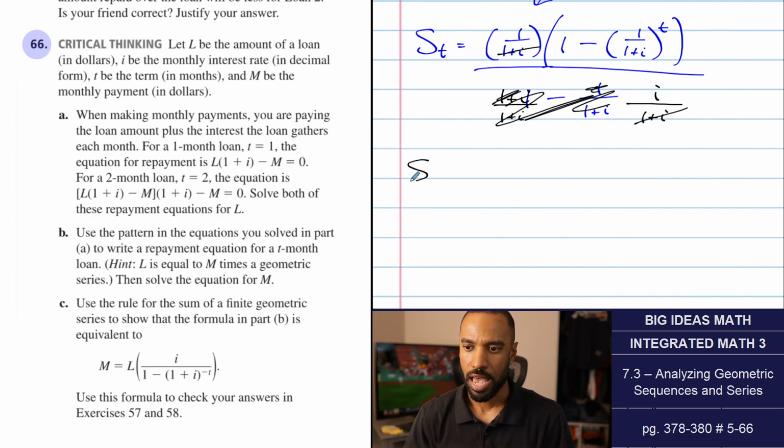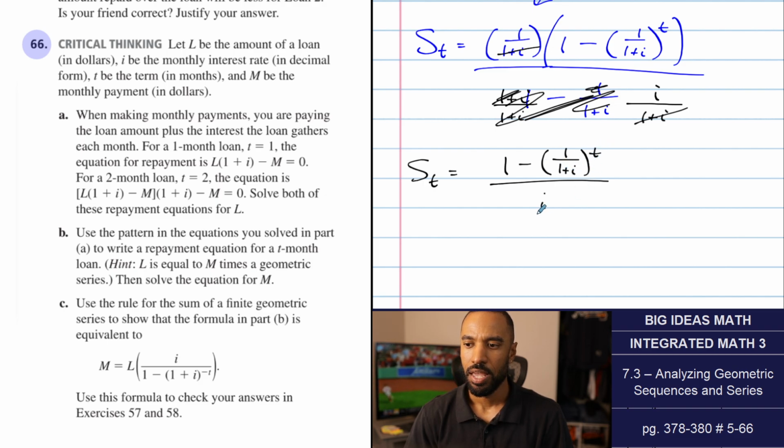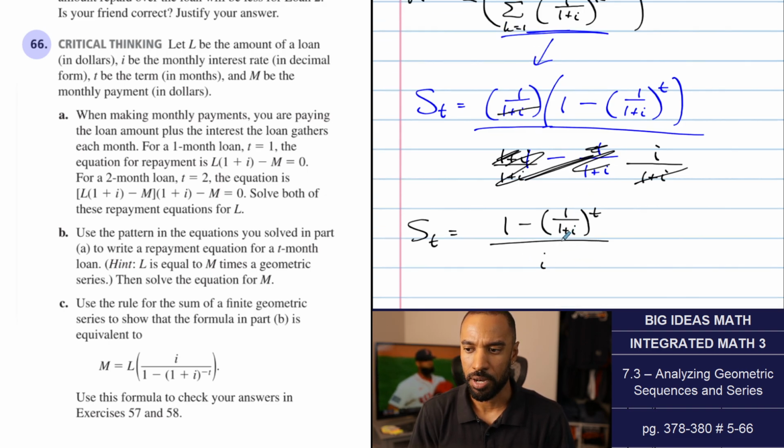Which means I can write that as S of t equals, well, the 1 doesn't even need to be there. I can just divide this all by I. So here I have 1 minus 1 over 1 plus I to the t power. Now this is in the denominator. I don't know how to simplify that more. So this is in the denominator.